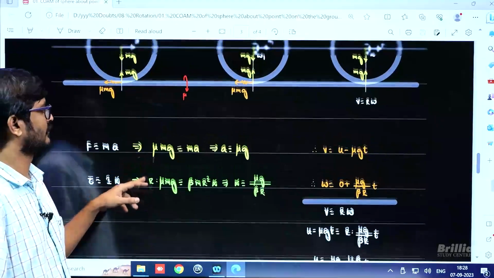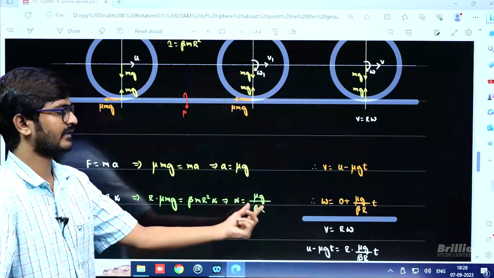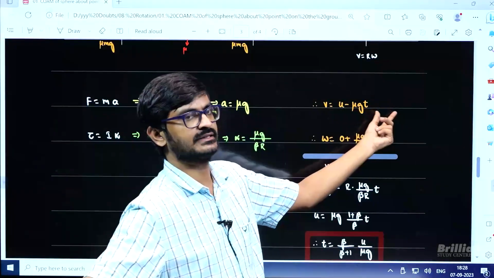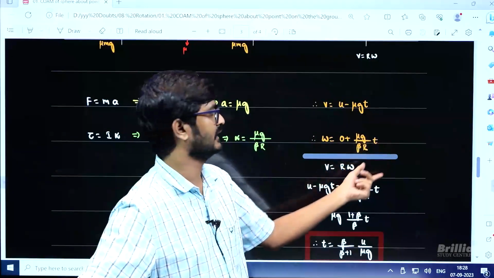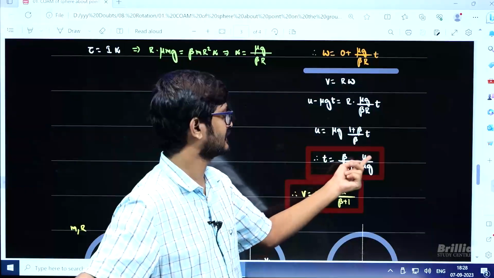F equals to ma, the only force is friction, so acceleration is this much. Torque equals to I alpha, so angular acceleration is this much. So velocity is initial velocity minus acceleration into time. Final angular velocity will be 0 plus alpha into t. We want to see when V will become equal to r omega. When I did that, I got time as this thing.